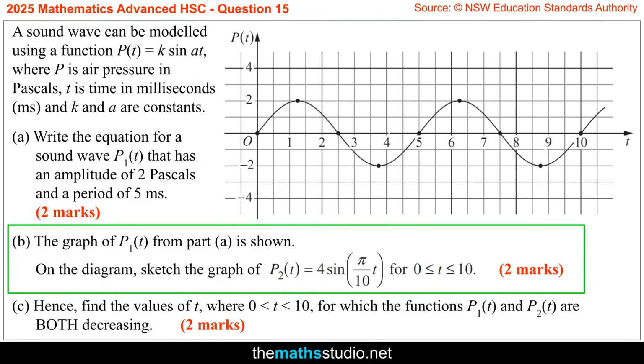Part B. The graph of P1 of t from Part A is shown. On the diagram, sketch the graph of P2 of t equals 4 times sine of pi over 10 times t for t greater than or equal to 0 and less than or equal to 10.